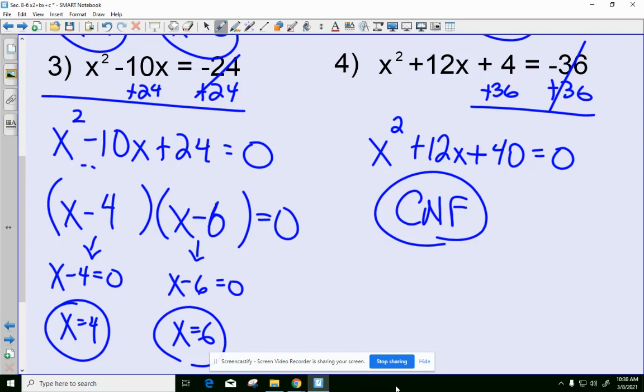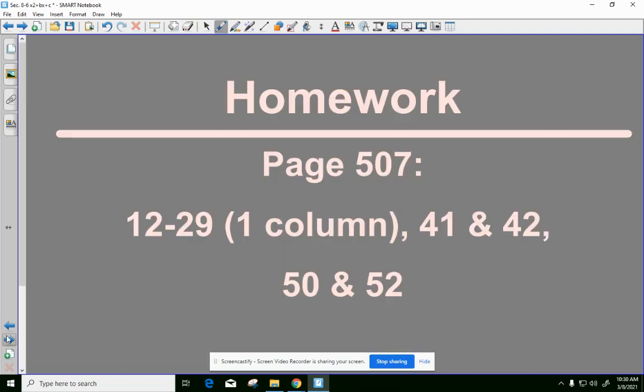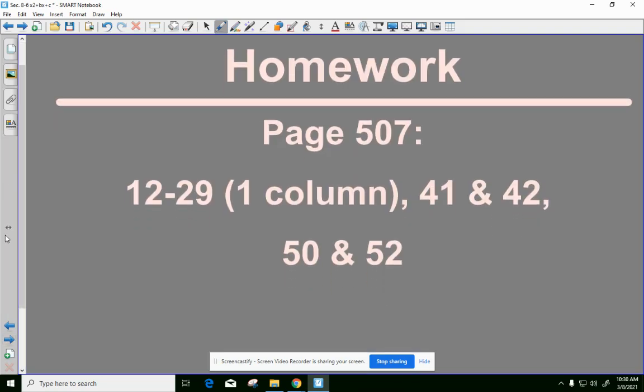Okay? Tonight, you are looking at not a lot. This 12 through 29, there are actually 2 columns in the book. Typically, there's 3. There's only 2. So you can pick first column or second column. I don't care. Your choice. And then those 4 problems, 41 and 42, and then 50 and 52.